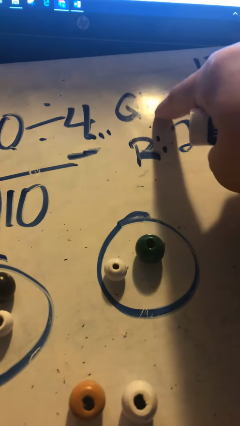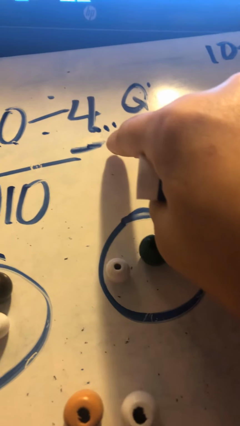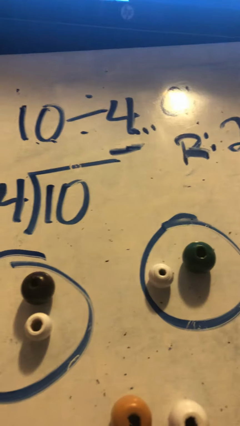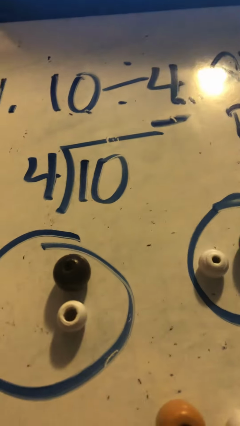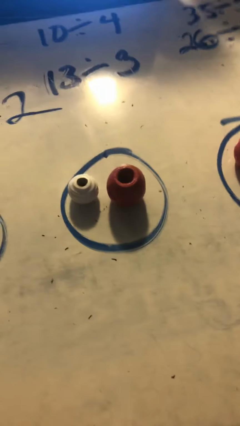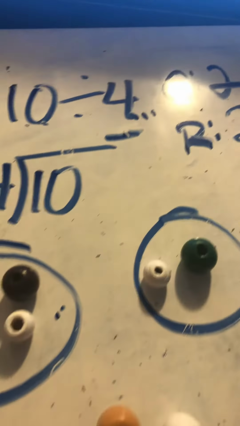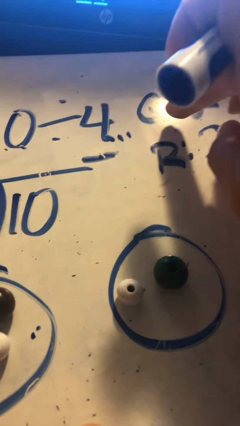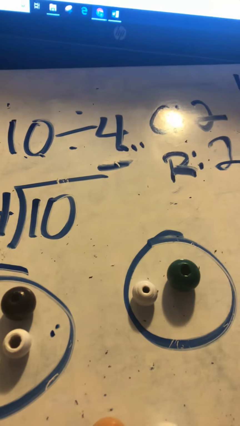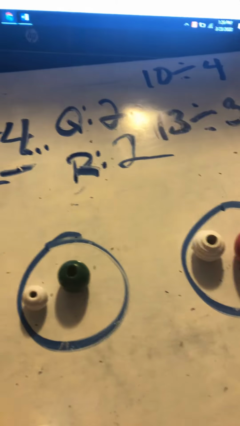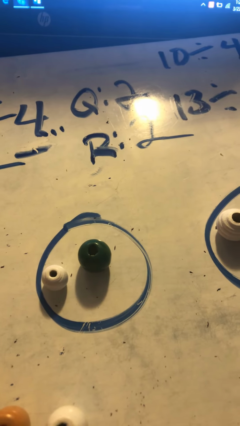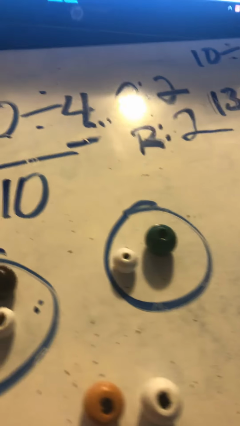And our quotient, how many times can I divide 4 into 10 pieces? Or how many times can 10 be divided into 4? Would be 2, right? Because each of these circles has 2 inside of it. Okay, so my quotient, my answer, will be 2. My remainder will be 2. Good to go? Let's try another one.